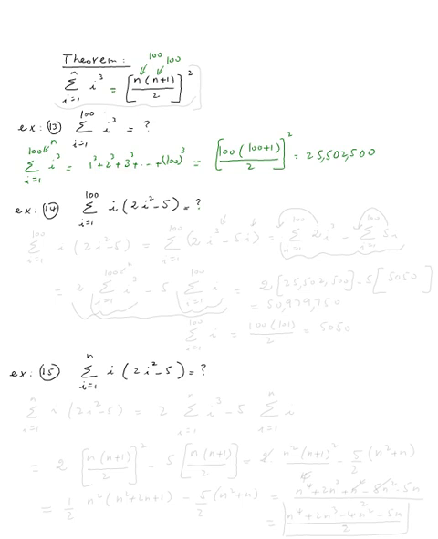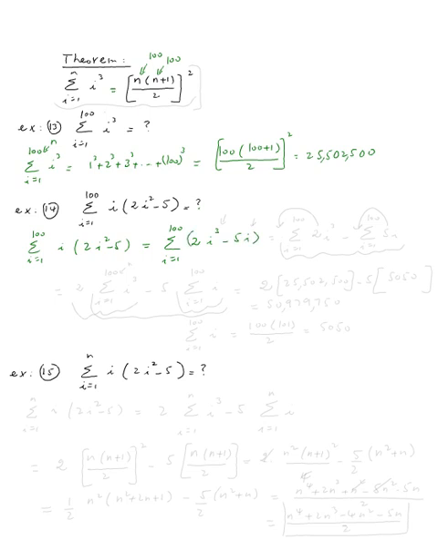Now example 14 is a tricky one. They're asking us to do the sum of i times 2i squared minus 5, and we don't have that formula up there, but this is what we can do. We can rewrite this. The sum from i equals 1 to 100 of i times 2i squared minus 5. First I can distribute the i. So from 1 to 100, if you distribute, I get 2i cubed minus 5i.